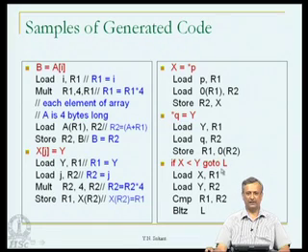If X < Y go to L, so load X into R1, load Y into R2, now compare R1 and R2, and branch on less than 0 to the label L. So, these are some of the examples to show what kind of code we need to generate.